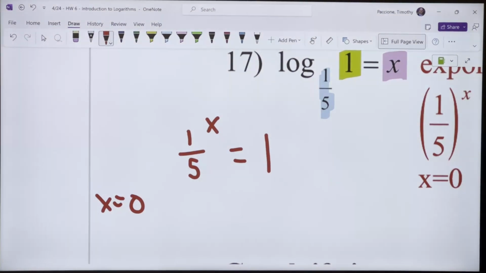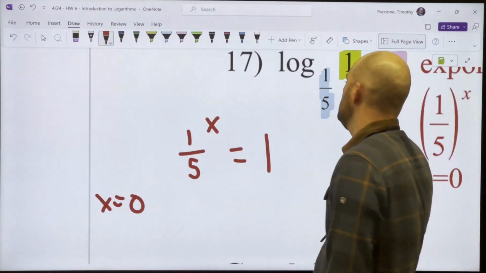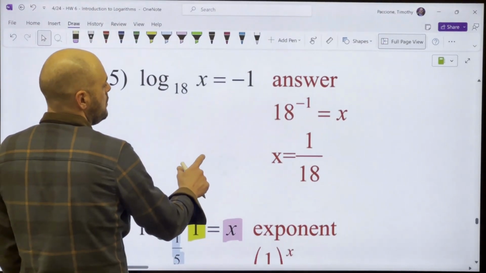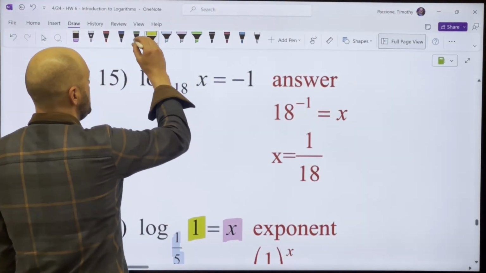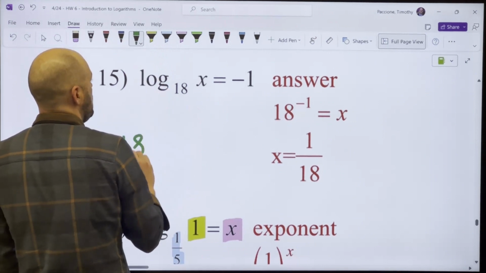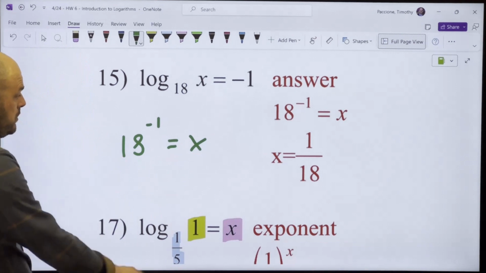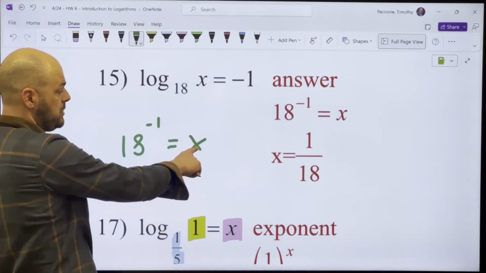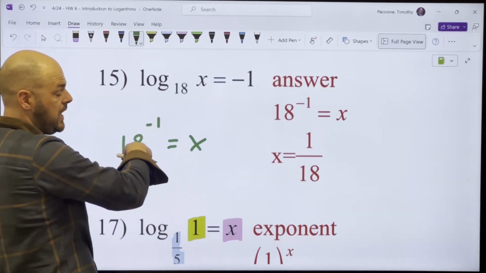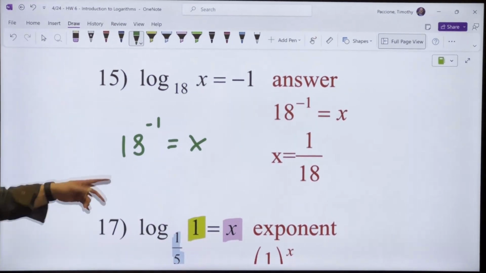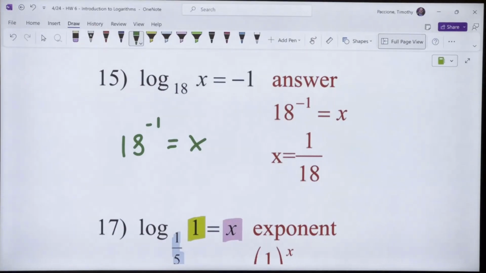Okay. Which one? 15. Your base is 18. Your exponent is -1, and that equals x. So anytime it equals x, you just need to evaluate what's on the other side. 18 to the -1 is 1 over 18 to the 1, because it's a negative exponent, so it goes downstairs. Okay?